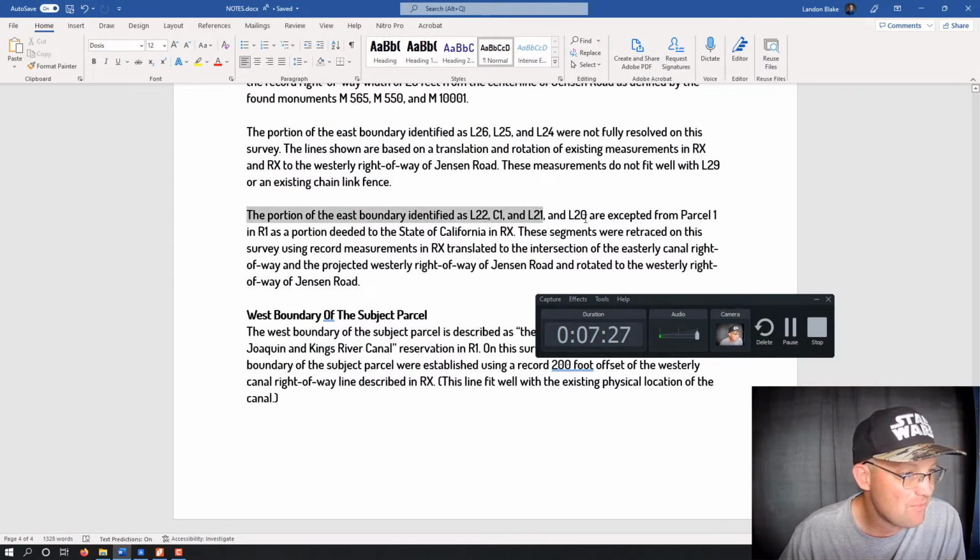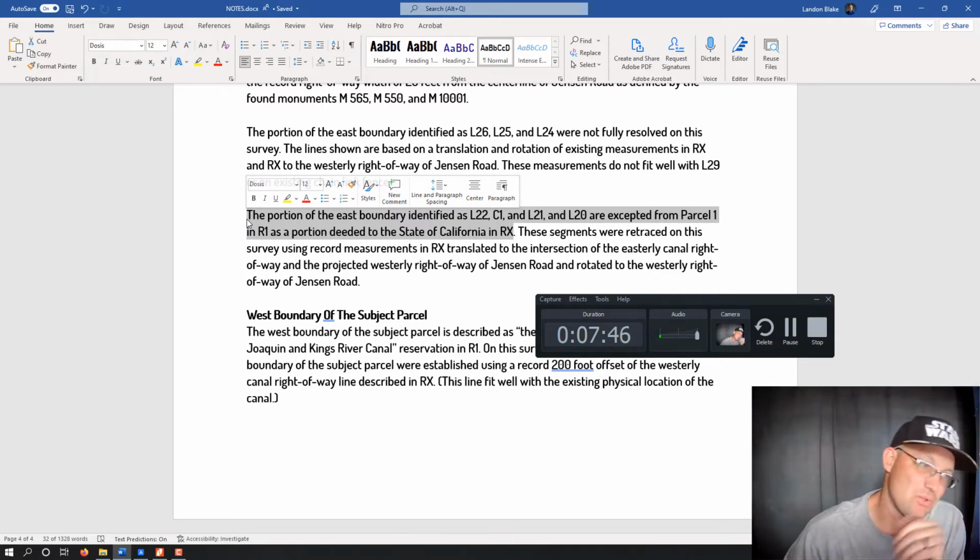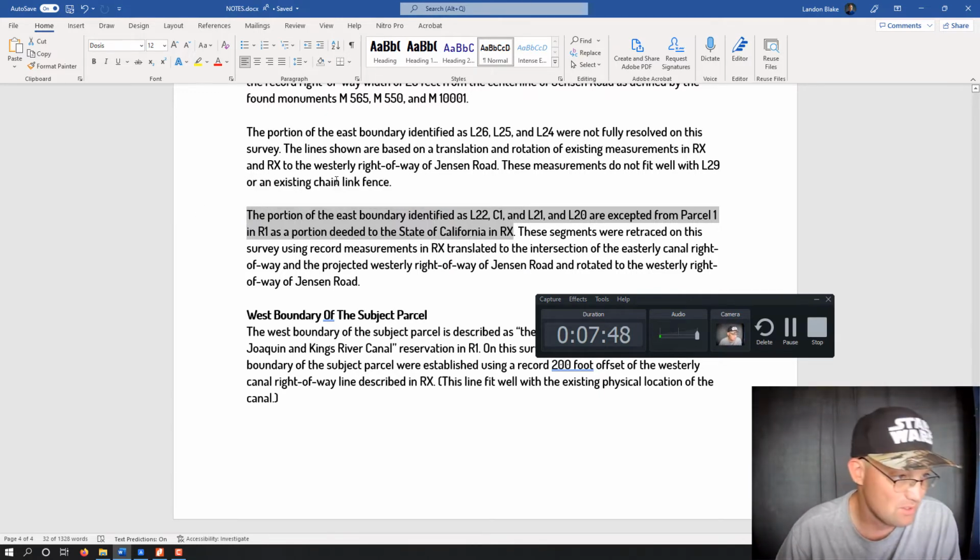Portion of the east boundary defined as those 4 courses are excepted from parcel 1 in R1, that's our vesting deed, as a portion deeded to the state of California in RX. Okay, so I'm making the tie back to the grant deed here, right? That line is the westerly boundary of an exception parcel to parcel 1 in my vesting deed, and it went to the state. Okay, so that's the tie to the vesting deed.